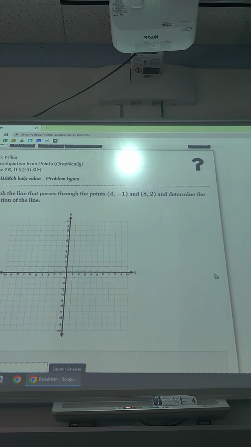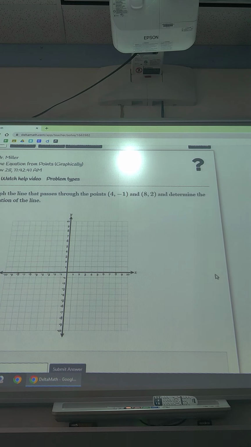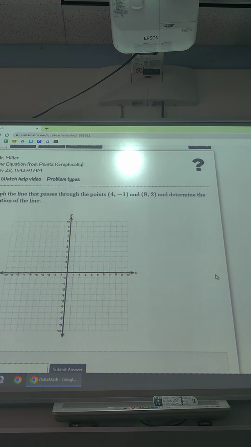This is the third set of problems, line equation from 2 points. So it's the same idea where you're going to graph. This one actually has both. You're going to graph the line and then write the equation. The graphing of the line is actually really easy. It's really just plotting these 2 points.